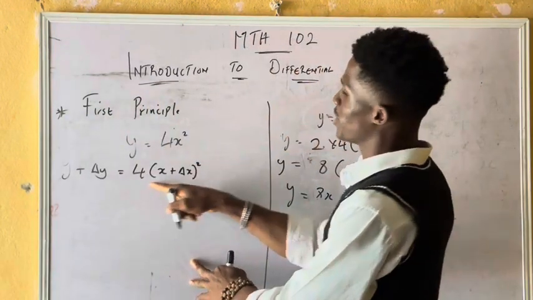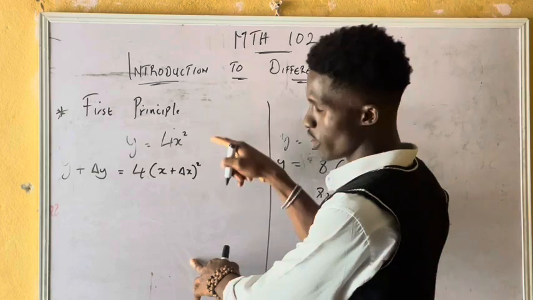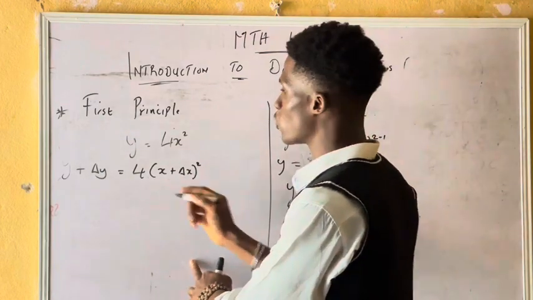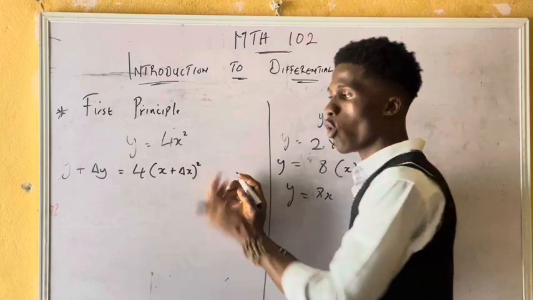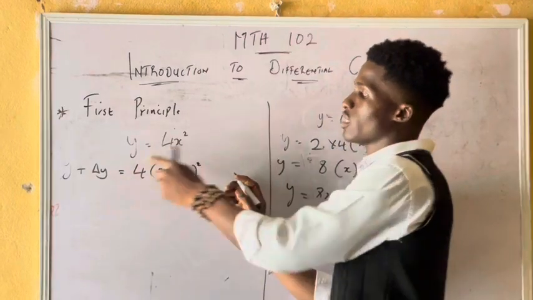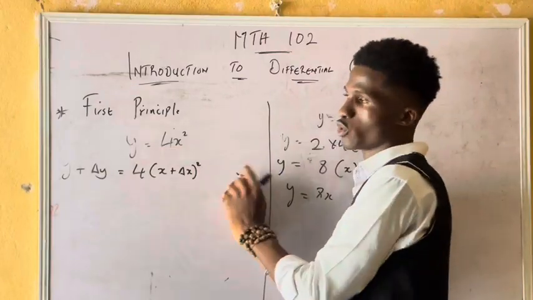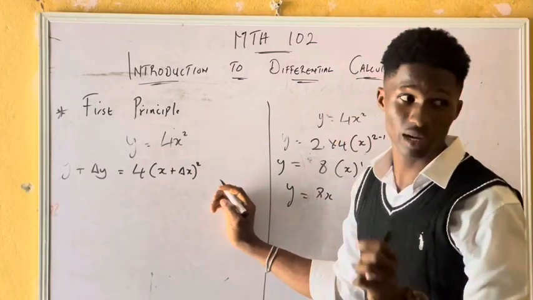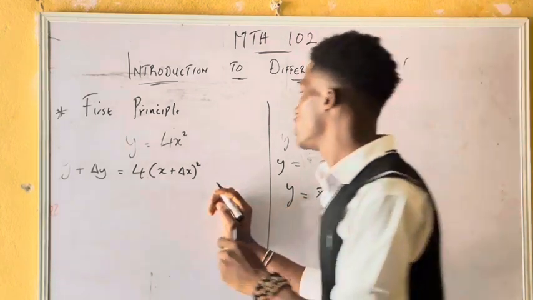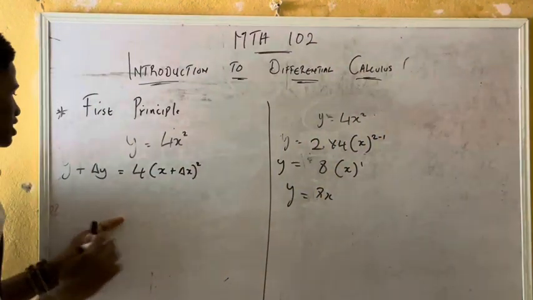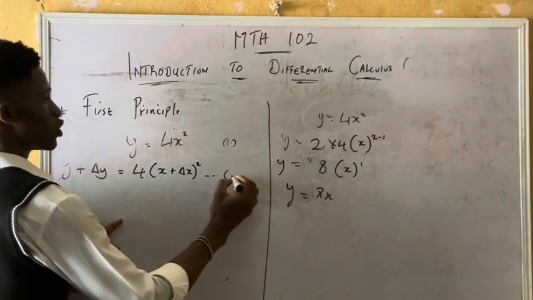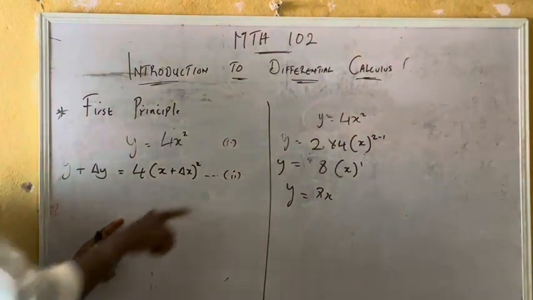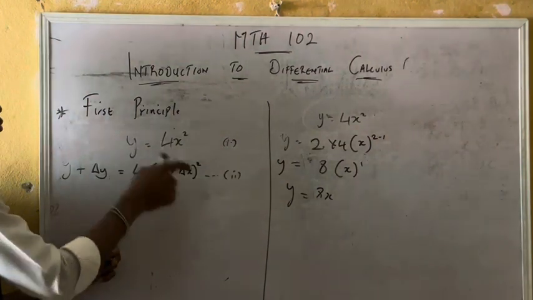This is x plus change in x squared. What we are going to do is expand. Either we expand first, or we can say let us subtract equation 1 from equation 2. Either way, it is mathematics. So look at it this way. This is equation 1. This is equation 2. Now let us subtract equation 1 from equation 2.